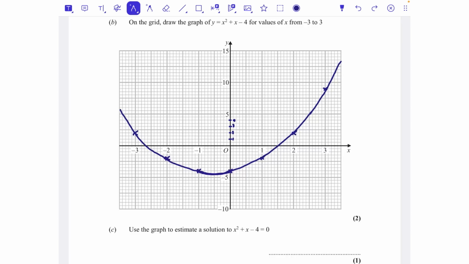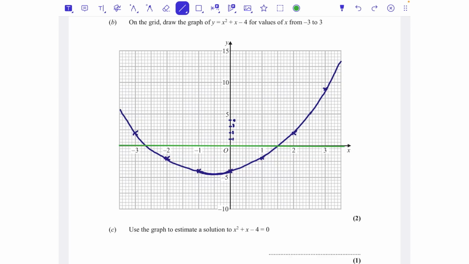And it then says, use your graph to estimate a solution to when that quadratic equals 0. So they're essentially asking us for the roots. They're saying, when does it equal 0, which is when it crosses the x-axis. If they asked you when it equaled 5, you'd need to draw a line going across at 5. If they asked you when it equaled minus 2, you'd draw a line going across at minus 2 and just look at where it crossed that line.